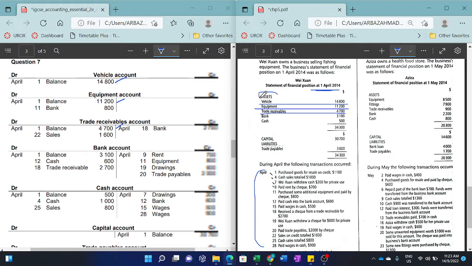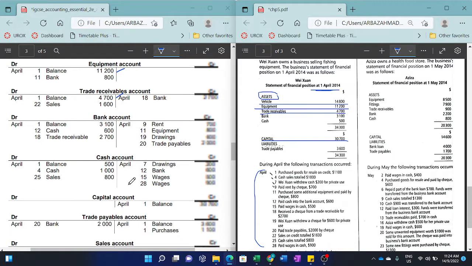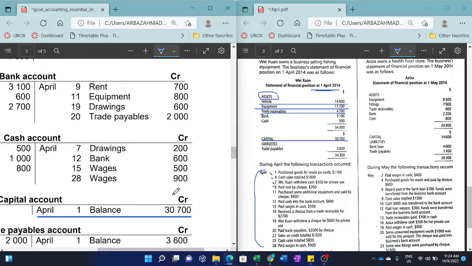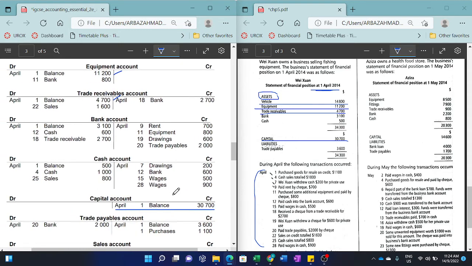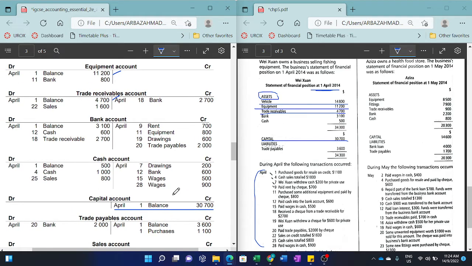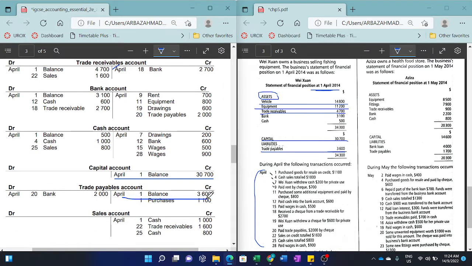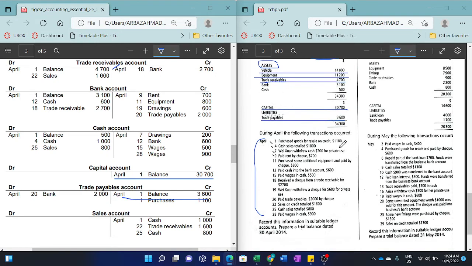So assets will have the balance on the debit side. Assets will have a balance on the debit side. Capital will have a balance on the credit side. I hope that's better now. So my capital will be on the credit side. Liability will also have its balance on the credit side. Now we are supposed to add these transactions.